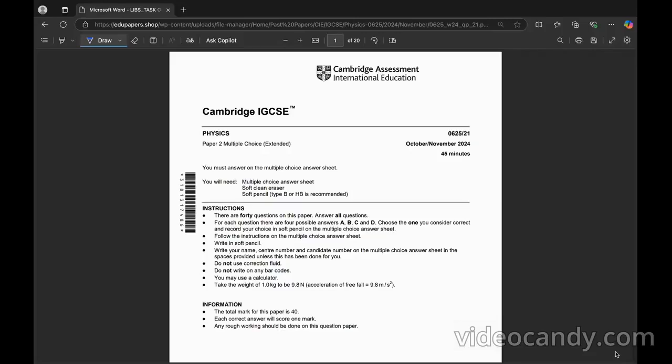Hello everyone, now we're going to solve physics October-November 2024 paper 2-1.